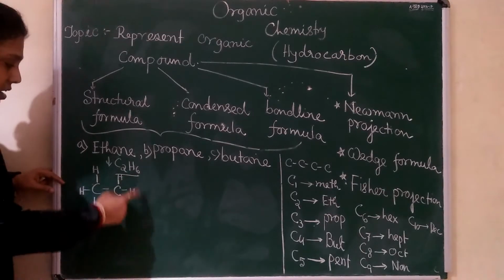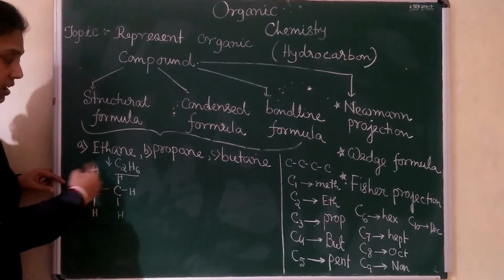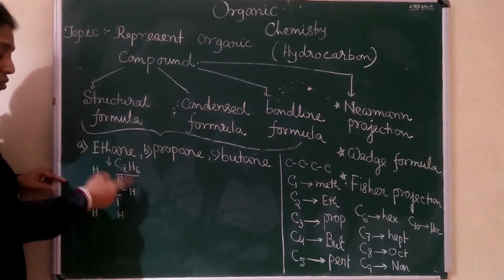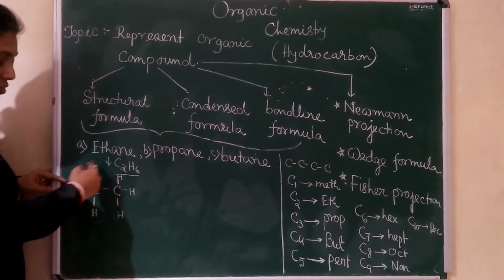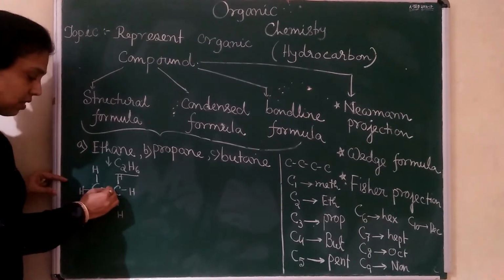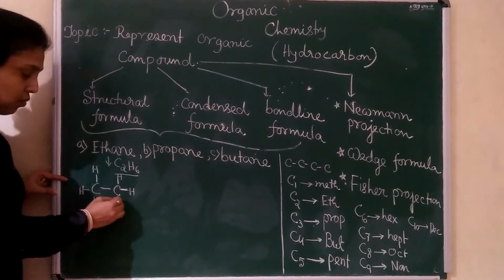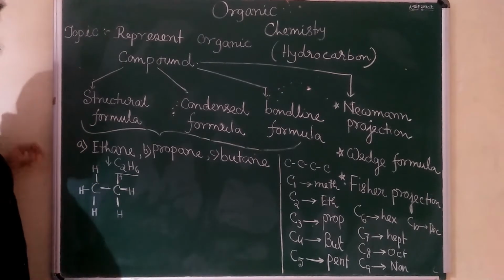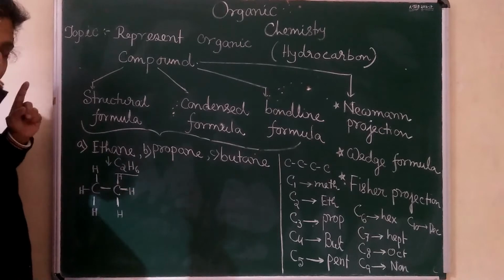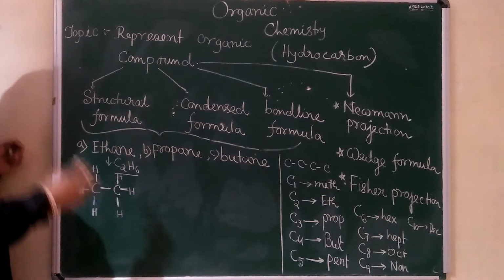The 4 hands will be occupied by hydrogen. This kind of representation, where you are showing the bonds, is called structural formula. Carbon has 4 bonds, and I always say it has 4 hands, which have to be satisfied with the help of hydrogen.